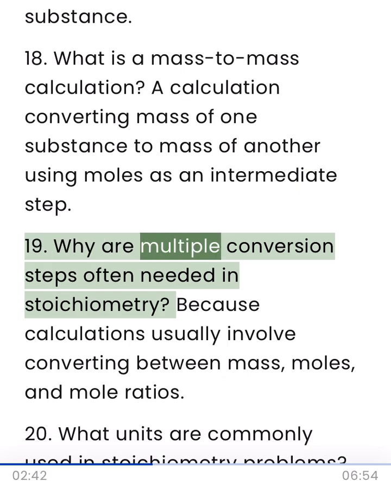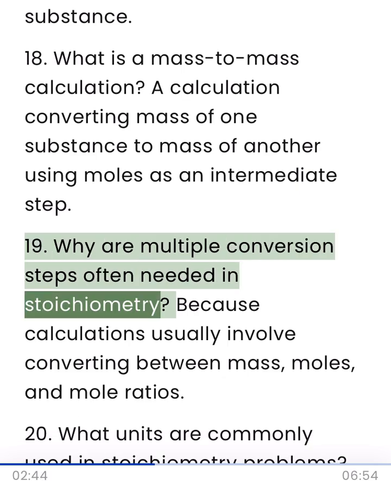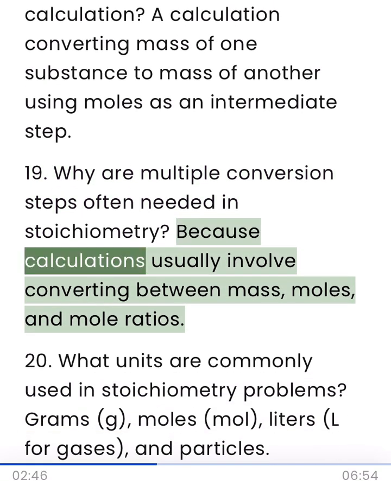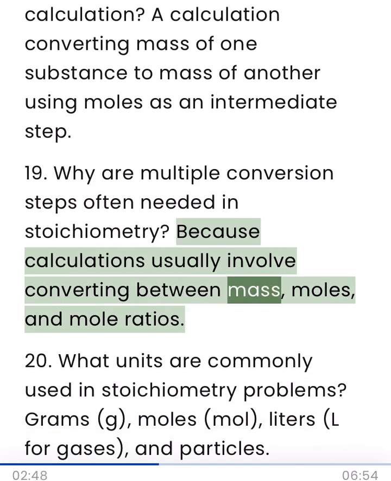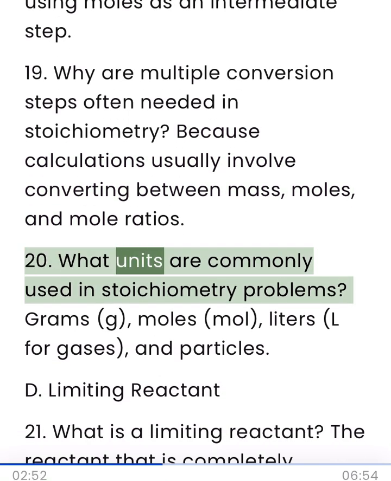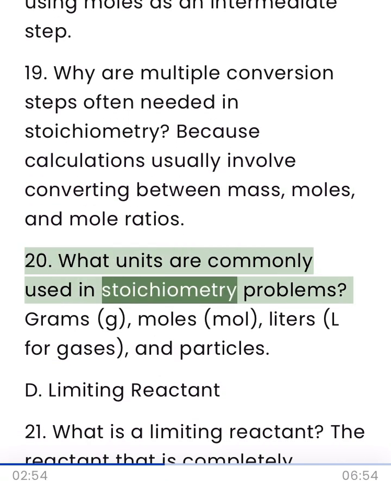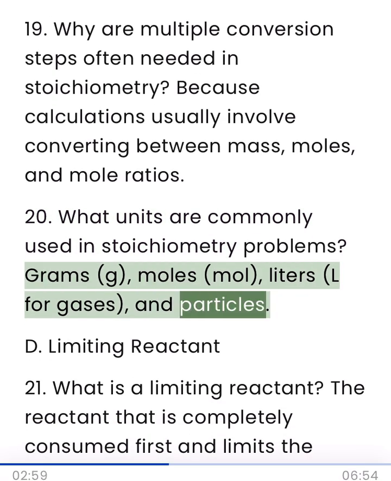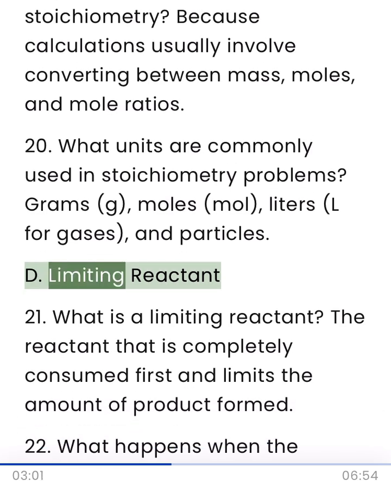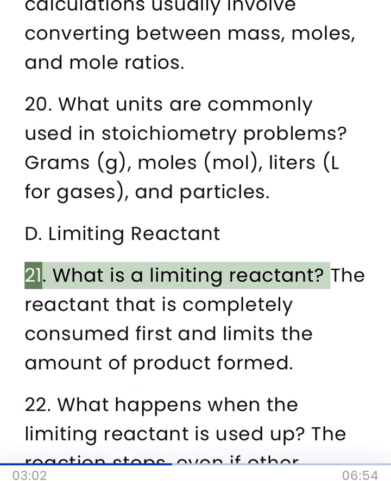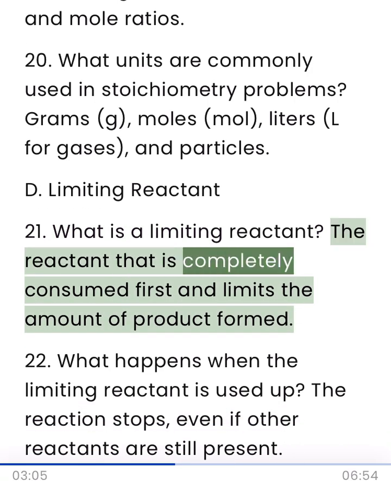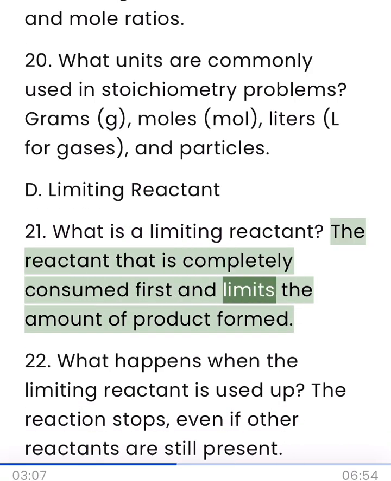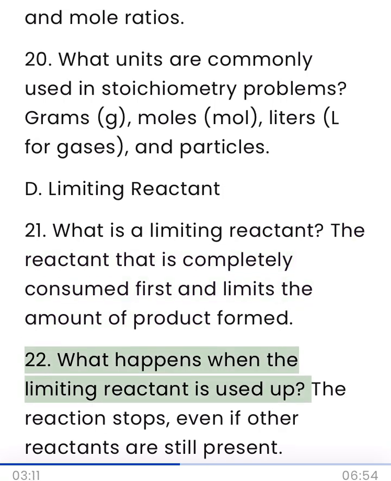19. Why are multiple conversion steps often needed in stoichiometry? Because calculations usually involve converting between mass, moles, and mole ratios. 20. What units are commonly used in stoichiometry problems? Grams, moles, liters, and particles. D. Limiting reactant. 21. What is a limiting reactant? The reactant that is completely consumed first and limits the amount of product formed.